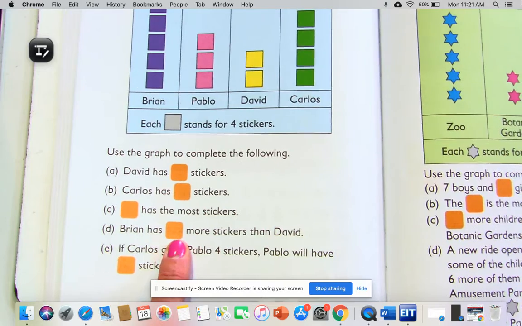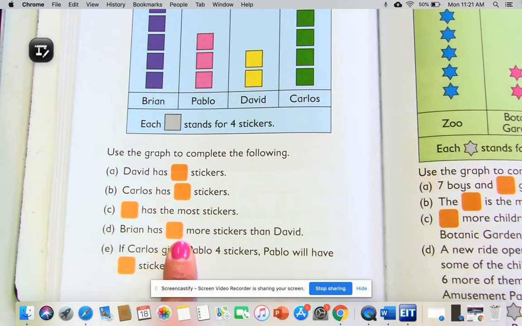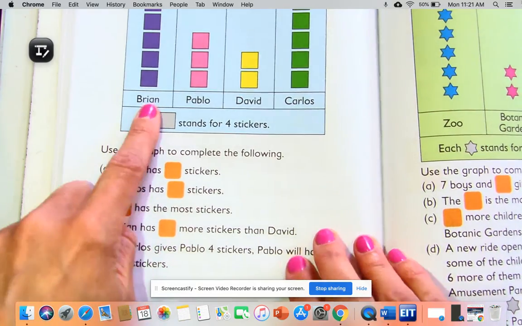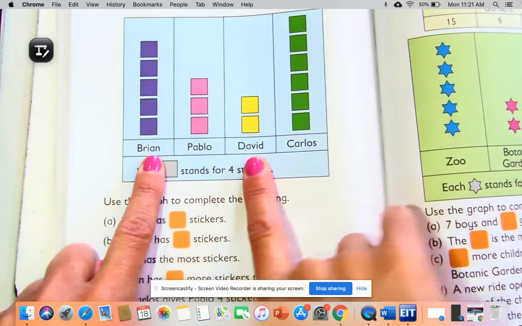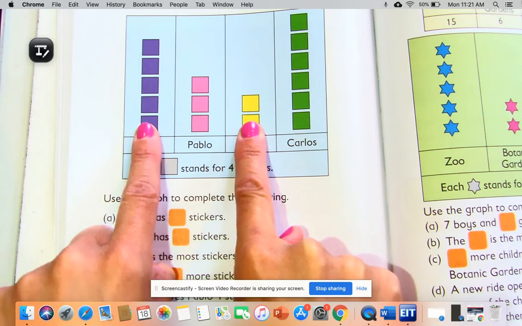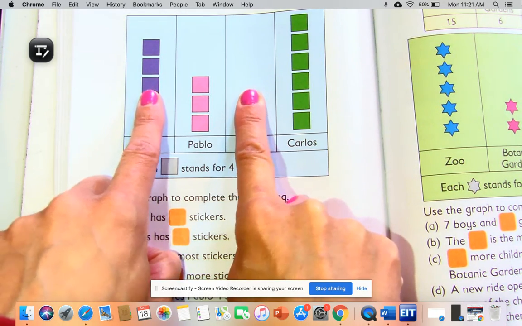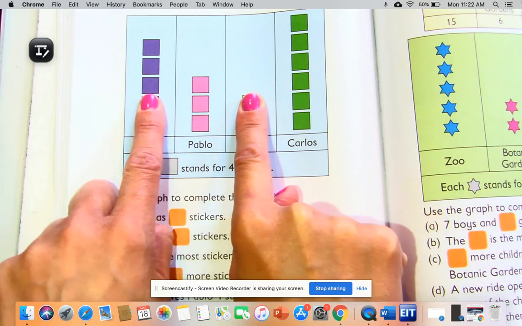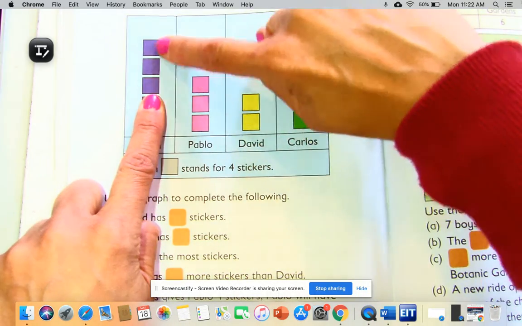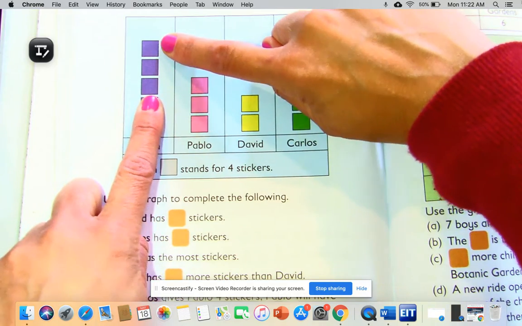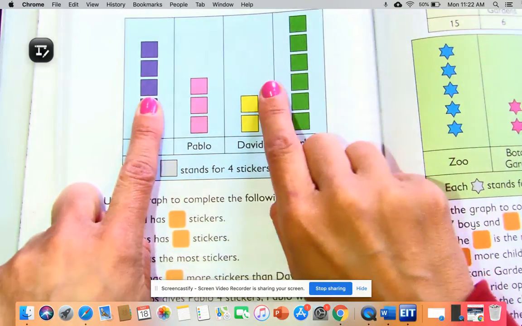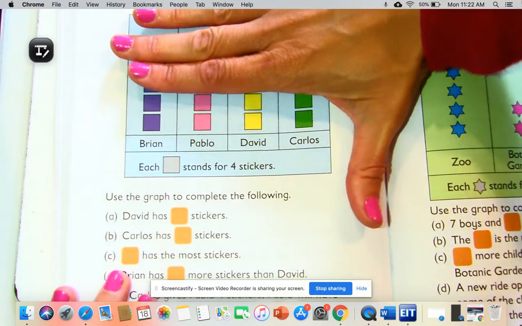All right, this one says Brian has blank more stickers than David. So now we're comparing Brian and David. Here's Brian, here's David. So let's see, they're the same. Oh, now David doesn't have any more, but Brian still has 3 more boxes. So 3 times 4 is 12, or we could skip count. 4, 8, 12.